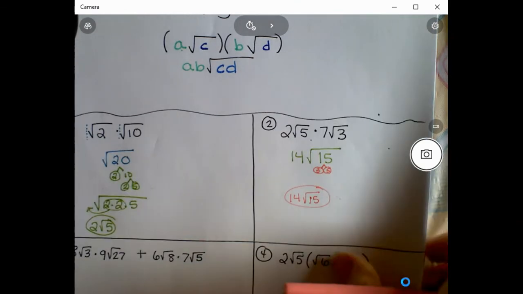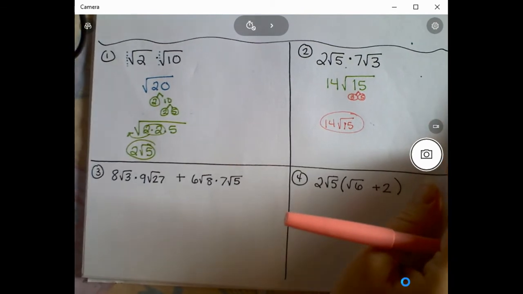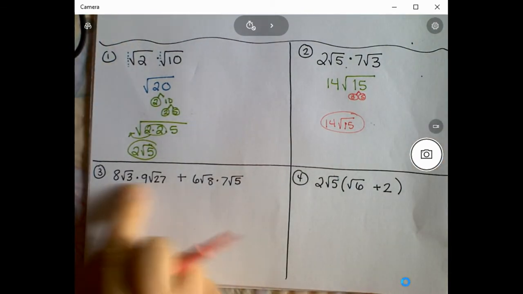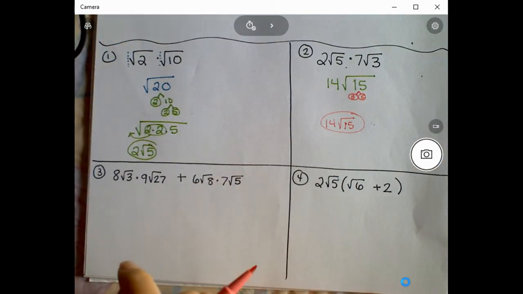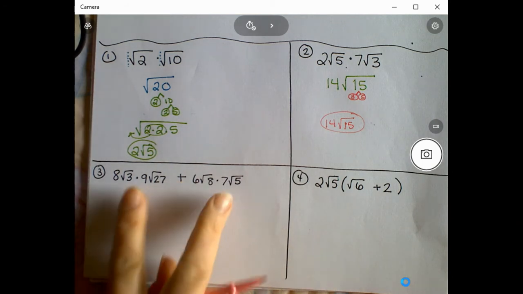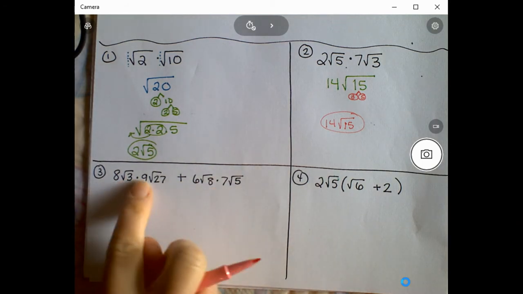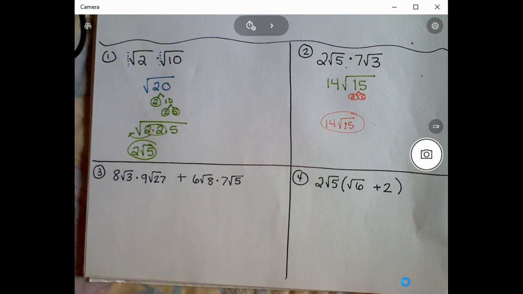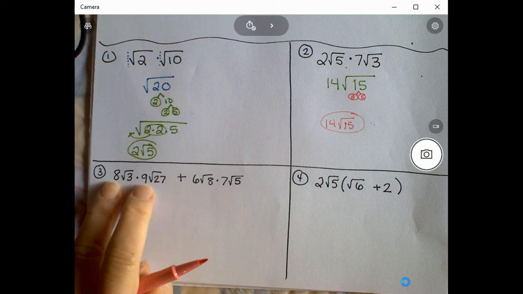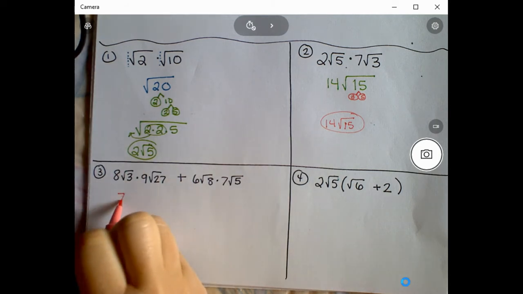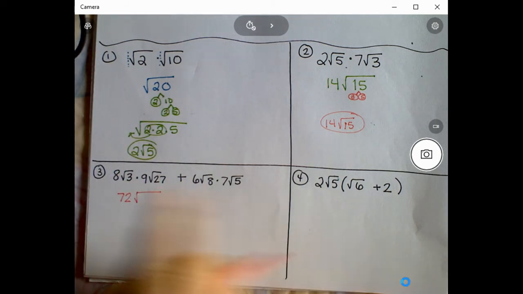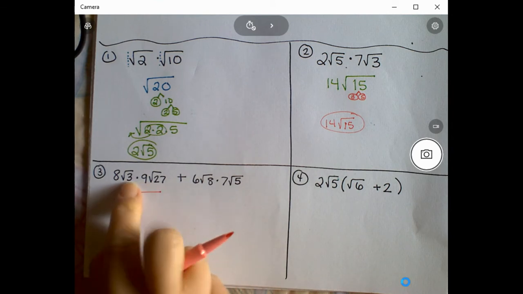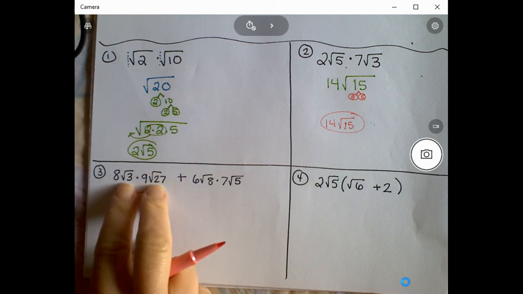All right, number 3 is kind of a big one. So let's follow the rules. Keeping in mind that we're going to use the order of operations, we can't add these two chunks together until we've multiplied and simplified. First, 8 times 9 is 72. 27 times 3, the numbers inside, is, let's see, 20 times 3 is 60, 7 times 3 is 21, so 81.